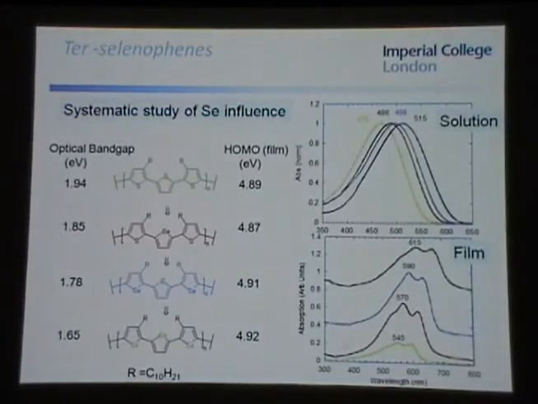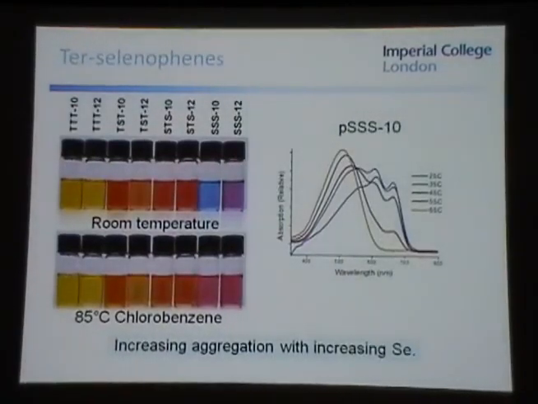You can see that here. As you go from the all-thiophene analog to the all-selenophene analog, you don't change the ionization potential, but you do reduce the band gap because you're stabilizing the LUMO. And you can actually see in solution very readily, so these are these four polymers, the all-thiophene polymer versus the all-selenophene polymer. And even at room temperature in solution, you can see that the selenophene polymer is aggregating.